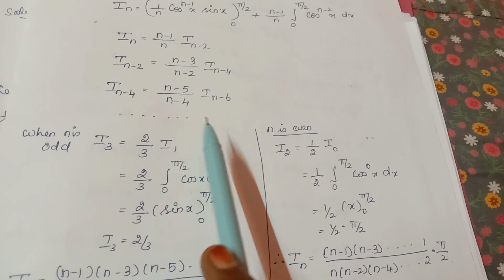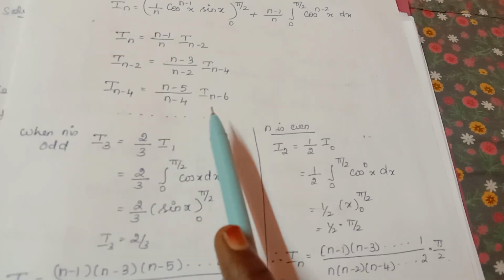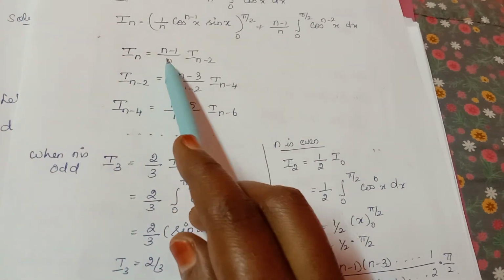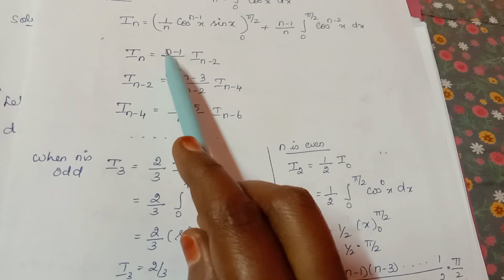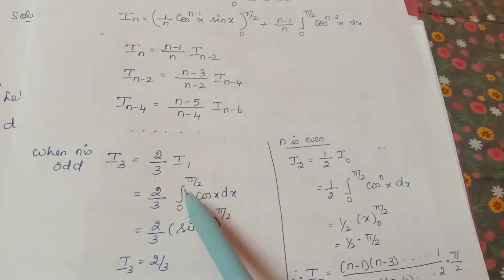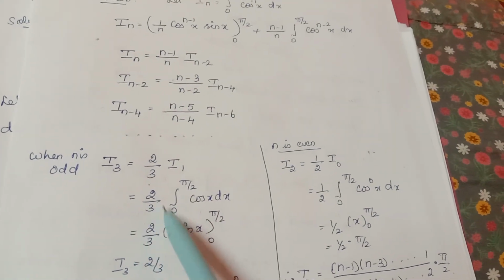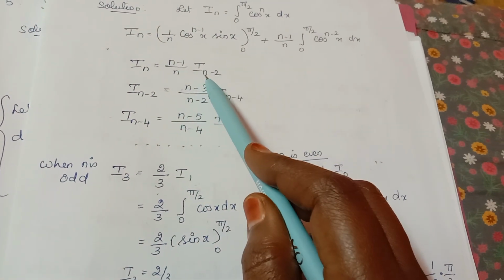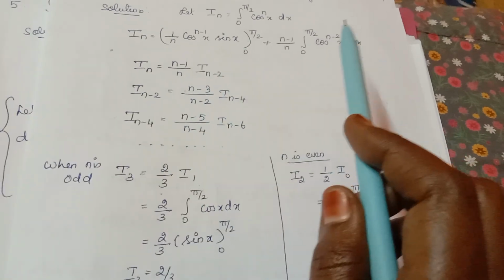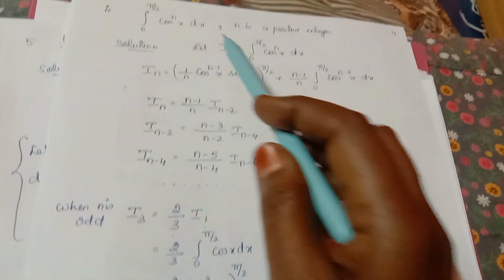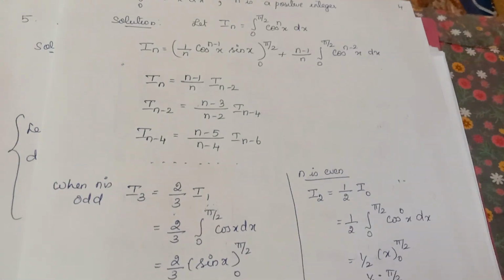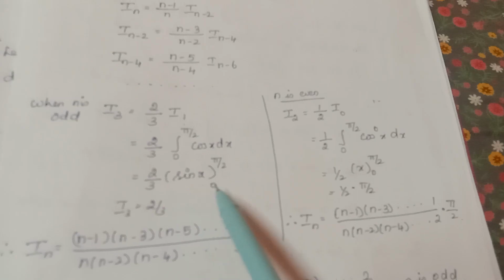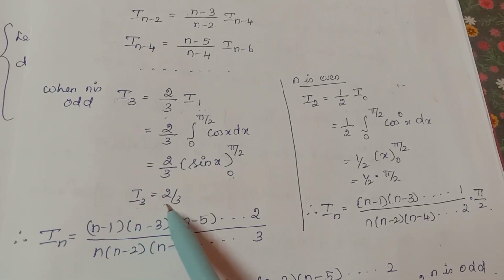If it is an odd integer, the last term will be I3. If it's an even integer, I2 will be the last term. So consider I3 equal to (3-1)/3, that is 2 by 3 into I1. For evaluating I1, you should not take this formula, because if you put 1, it will be I_{-1}, which is not possible. So for finding I1, you have to take the question. I1 equal to integral 0 to pi by 2 cos x dx. Integration of cos is sin x. So you substitute the limits, and simply I3 equal to 2 by 3.